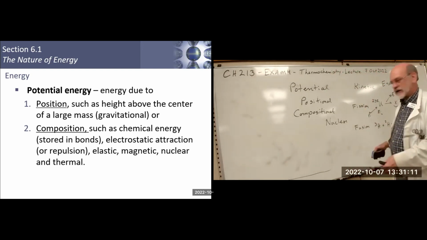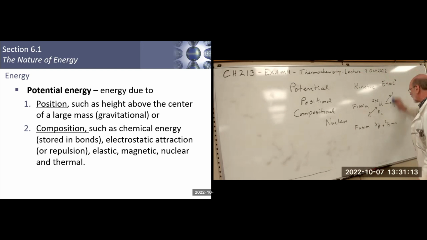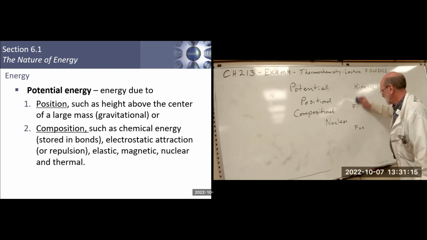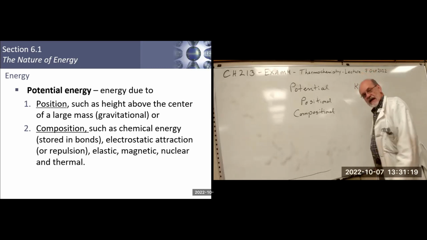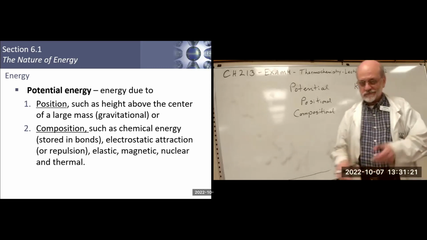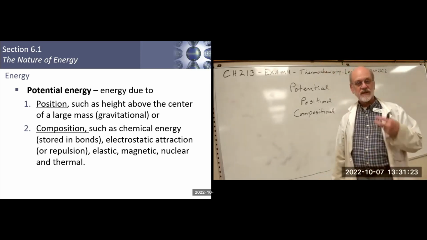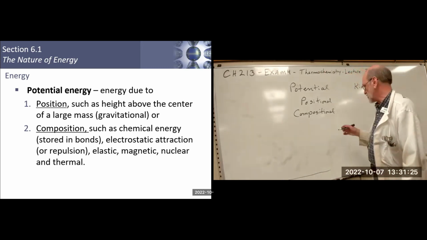Now, I did all that talking about other types of energy, and I saved our current interest to last: thermal potential energy.